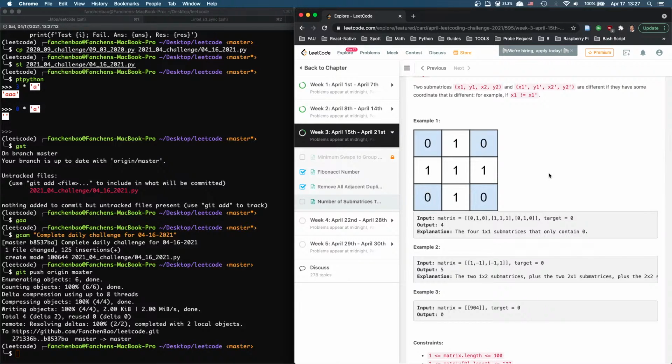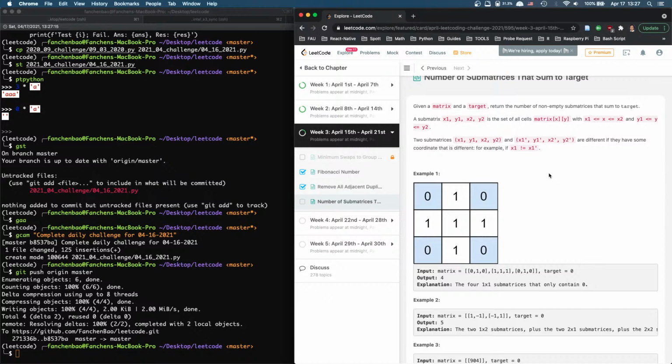Okay, submatrices, I think there's no requirement on x1, x2, like the range to be the same. So it could be a fat one or a slim one, right? So this one is just 1, minus 1, minus 1, 1, and target is 0. We have 1, 2, 3, 4, 5. Ooh. 2, 1 times 2, 2 times 2, and yes.